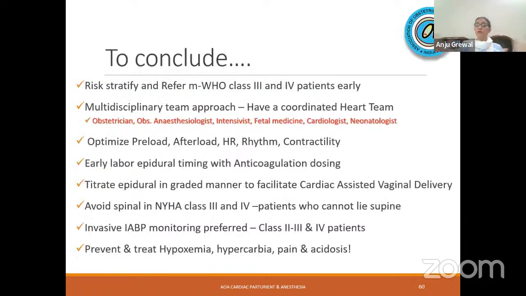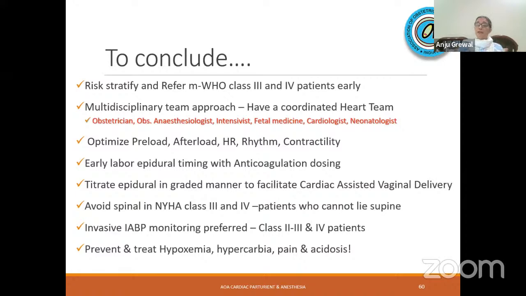To conclude this complex talk, what is important for us to remember is to do a thorough pre-anesthesia evaluation with your heart team as a multidisciplinary approach. Risk stratify your mothers, identify your class 3 and class 4, and treat them in the right location. If they need to go, transfer them as early as possible to a higher center. If your center does not have that level of care, please transport. There are no egos here.